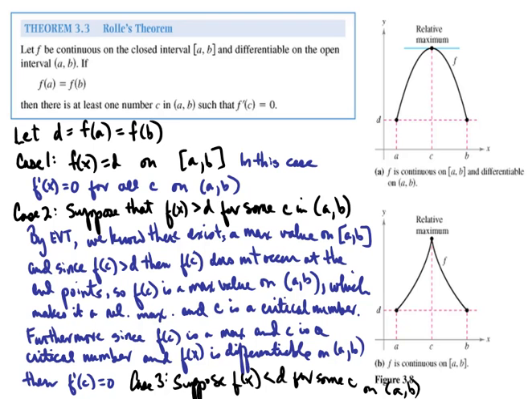So this proves Rolle's theorem, which states that a function that is continuous on a closed interval, differentiable on an open interval, and for which the beginning and the end points have the same y value, that function has to have at least one horizontal tangent on that interval. And I'll clear this stuff out and we'll go on to look at the mean value theorem.